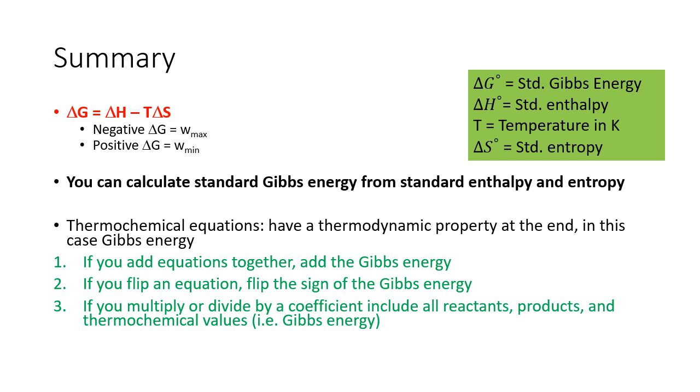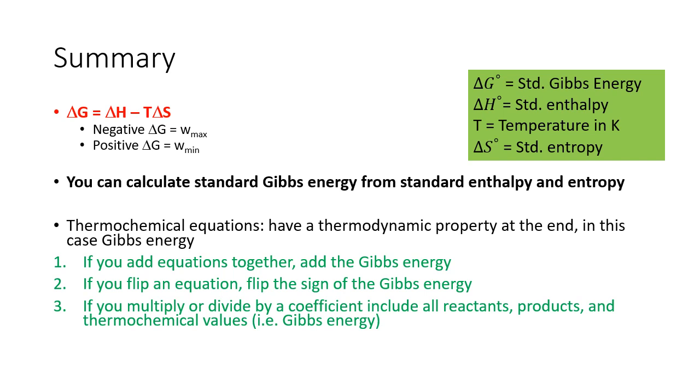Gibbs energy, delta G, is equal to the change in enthalpy minus the temperature in Kelvin times the entropy. When Gibbs energy is negative, the system is spontaneous, and it will indicate the maximum amount of work that system can do. When Gibbs energy is positive, the change is non-spontaneous, and it indicates the minimum amount of work you have to do in order to make that change happen. You can calculate standard Gibbs energy from standard enthalpy and entropy, or you can just look up standard Gibbs energy in the table, and that works too.